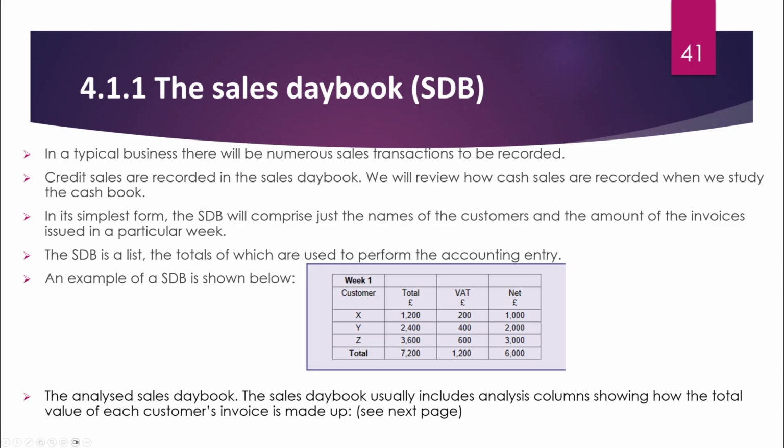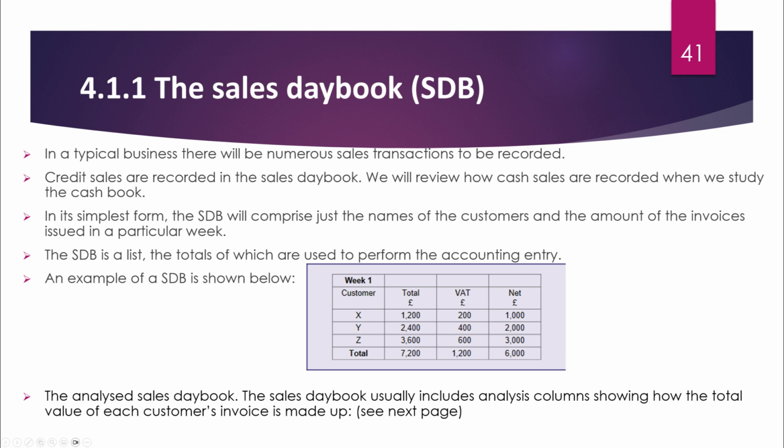For point 1, the Sales Daybook, SDB. In a typical business, there will be numerous sales transactions to be recorded. Credit sales are recorded in the Sales Daybook. We will review how cash sales are recorded when we study the cash book. In its simplest form, the SDB will comprise just the names of the customers and the amount of the invoices issued in a particular week. The SDB is a list, the totals of which are used to perform the accounting entry. An example of a SDB is shown below.